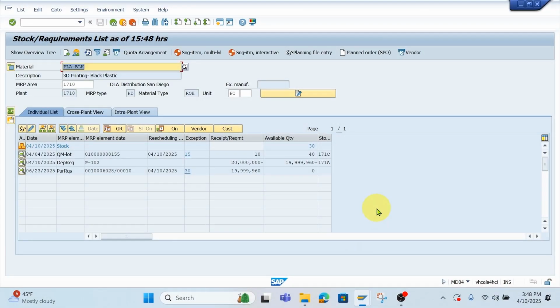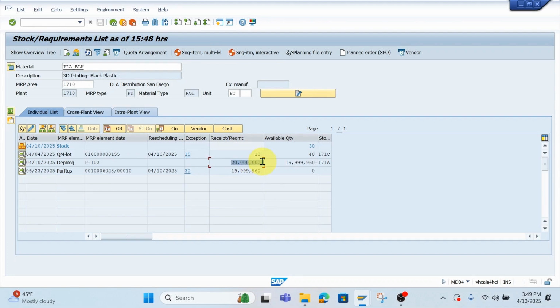Today, we're going to talk about how we can use the distribution key within the bill of material in order to evenly spread a dependent requirement out over a period of time. As you can see in this example, I have a component and my stock requirements list is indicating that I need 20 million pieces of this component available on 410 for dependent demand.